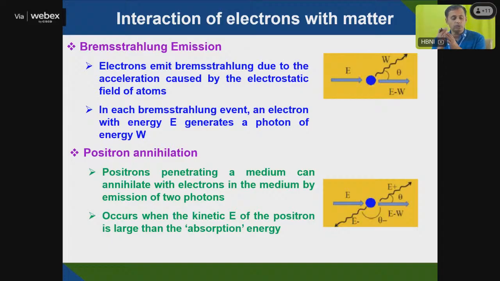So in addition to this elastic and inelastic emission, there is a possible background emission, that is Bremsstrahlung emission. The electron emits Bremsstrahlung due to the acceleration caused by the electrostatic field of the atom.